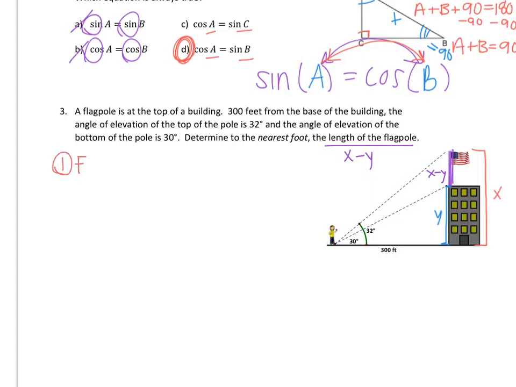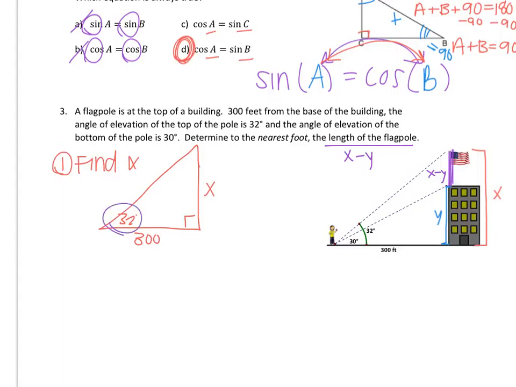First, find x. And we're going to actually redraw this picture. So we have a big triangle here, 300 as the base, x as my side on the right, and the angle of elevation to the top of the flagpole was 32 degrees. So we're going to work with this for a little bit, then we're going to find y, then we're going to find the length of the flagpole.